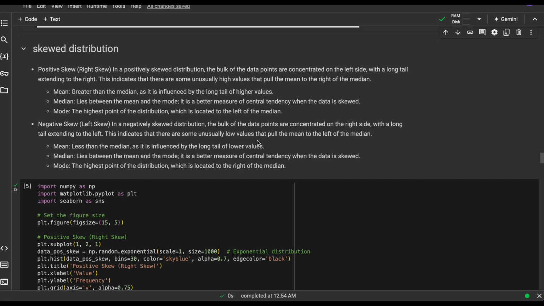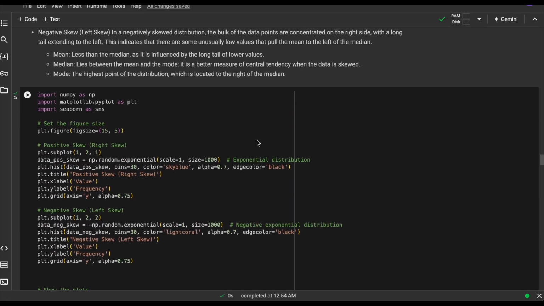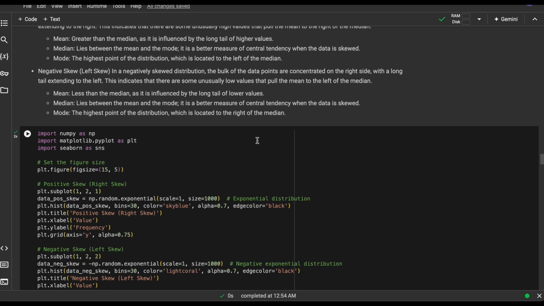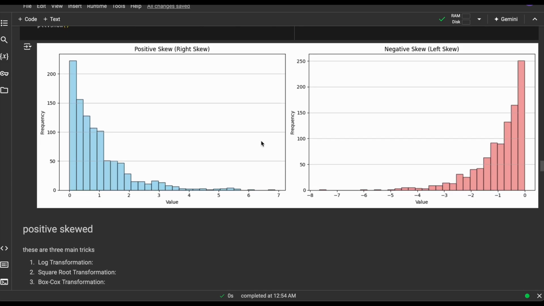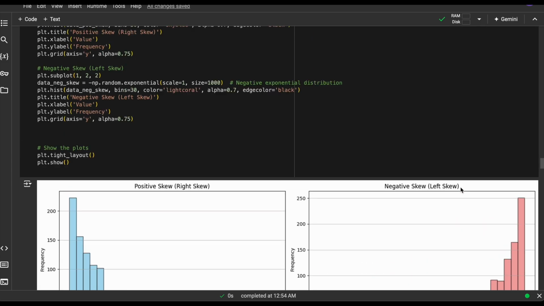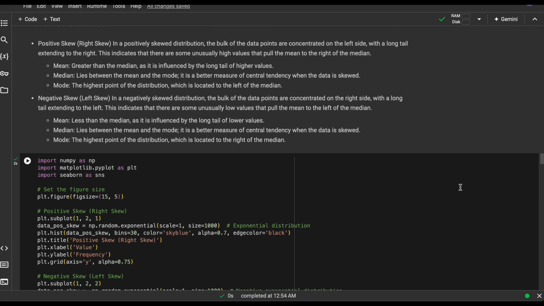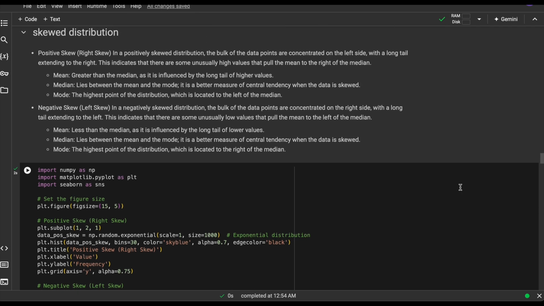Now negative skewed data. In negative skew, the bulk of the data points are concentrated on the right side with a long tail extending to the left. This is negative skewed. Both the mean and the median, sorry, the mean is very much influenced by the long tails of the higher values or the lower values.